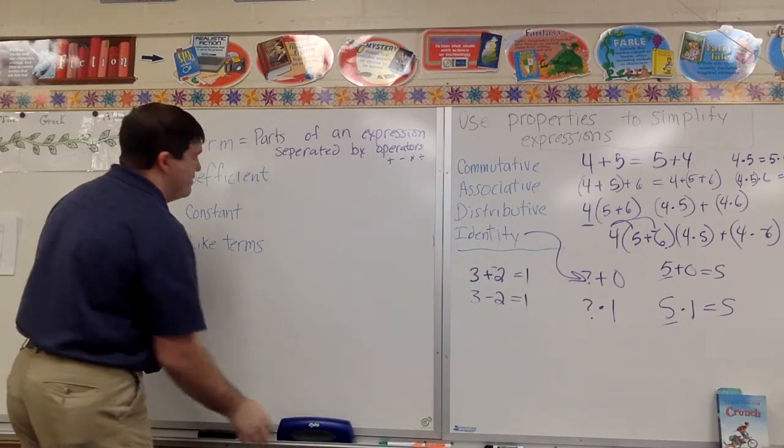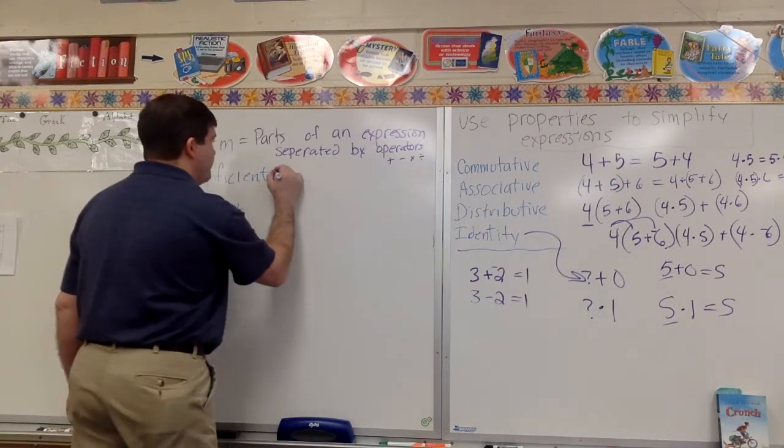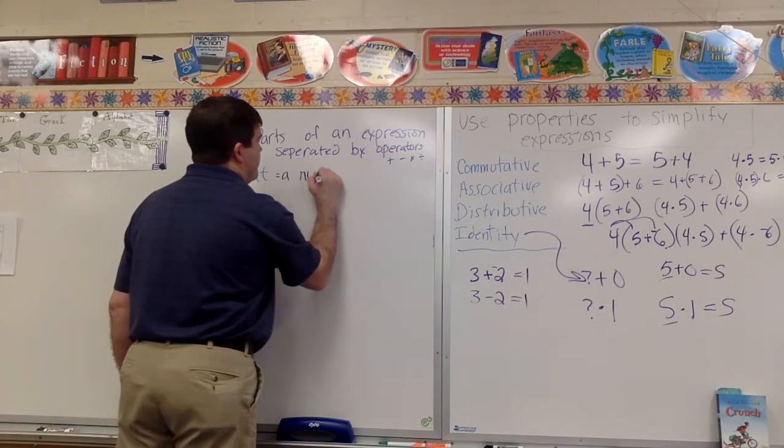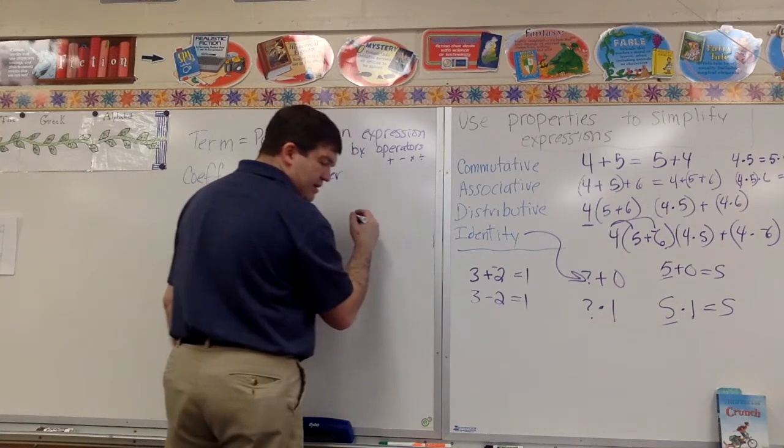Coefficient. A coefficient is a number that is multiplied by a variable.